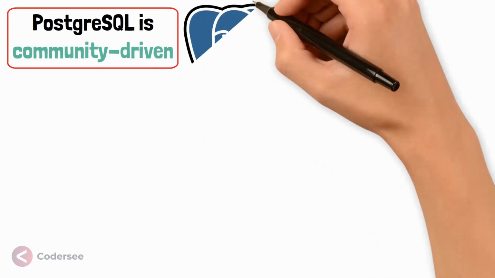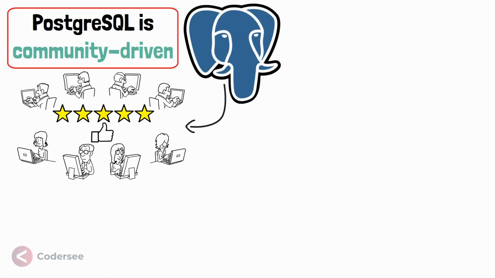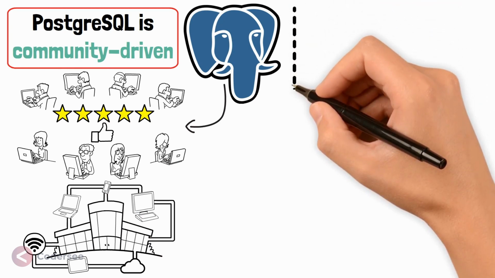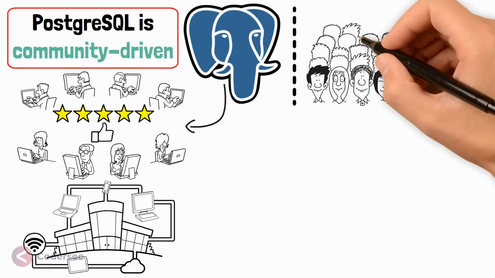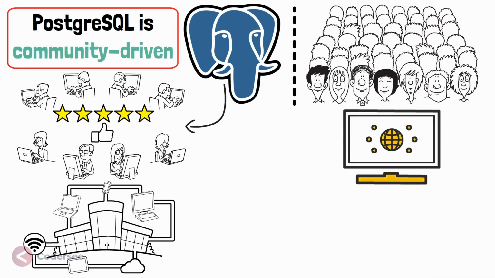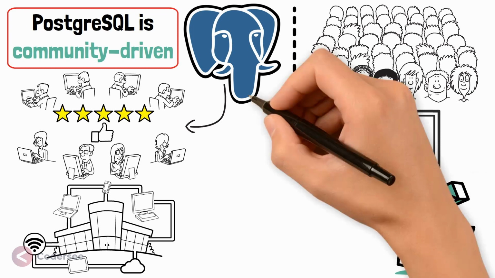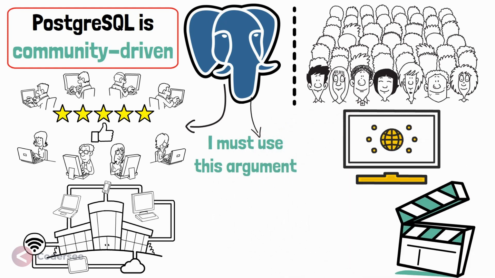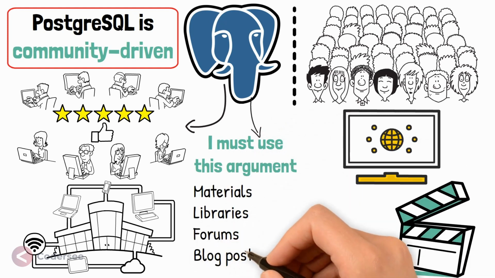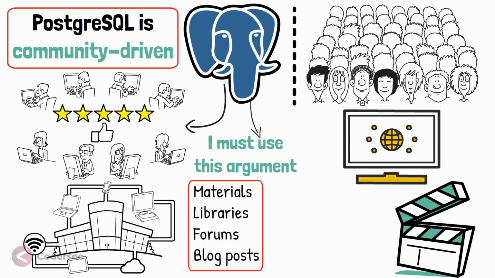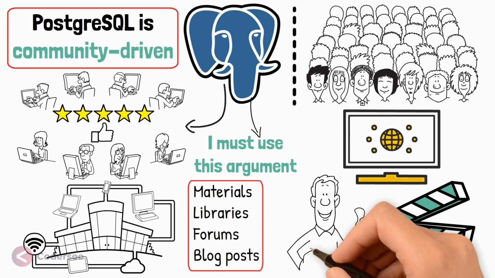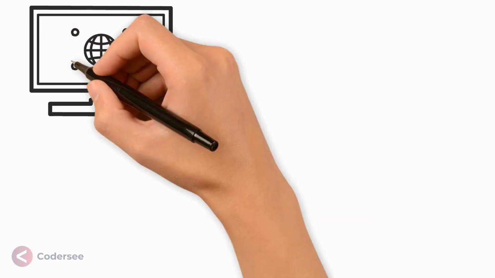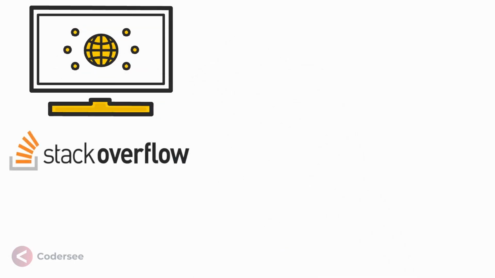From its very beginning, Postgres is developed by many people and companies working together to deliver a high-quality solution. Additionally, it has an active community and a lot of resources available online. And just like in previous videos and articles, in this PostgreSQL introduction, I must use this argument. Tons of materials, libraries, forums, blog posts, etc. is a great advantage, which helps us incorporate it into our projects with ease. Moreover, in case of any problems, we can easily find solutions on the internet, for example using Stack Overflow.